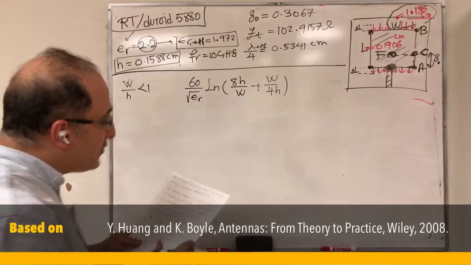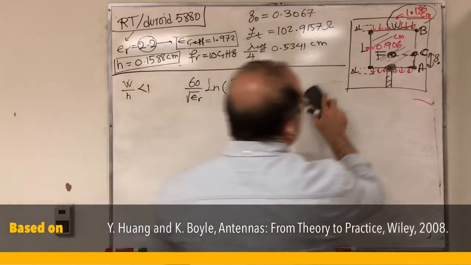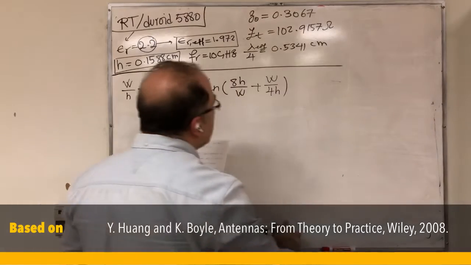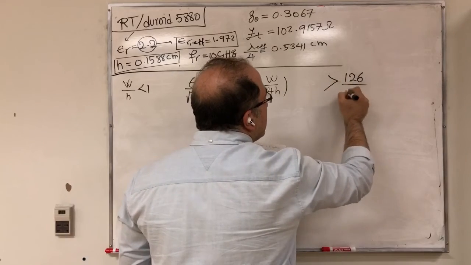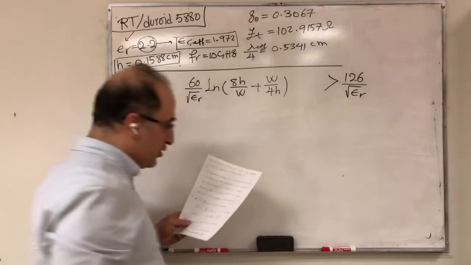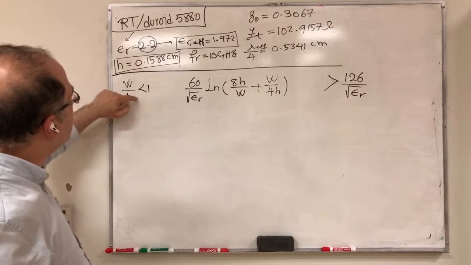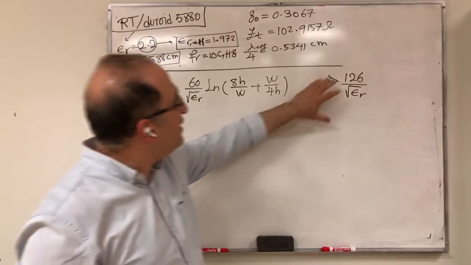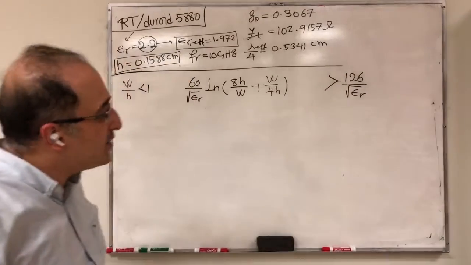And if you have things like that, then your characteristic impedance would be greater than 126 divided by the square root of epsilon r. So if W divided by H is less than 1, this is the characteristic impedance that you're going to have, and in that case, your characteristic impedance would be greater than this value.